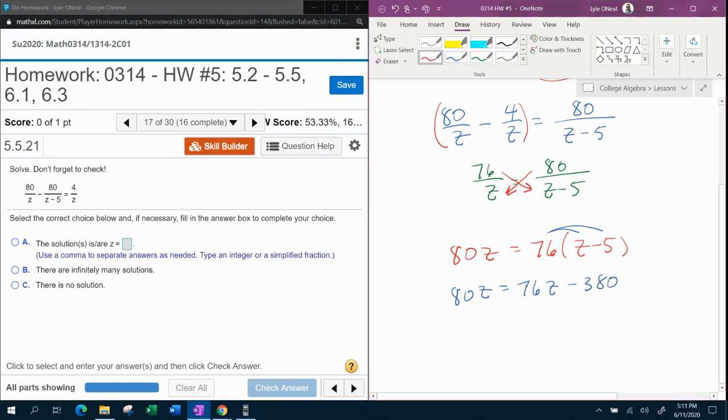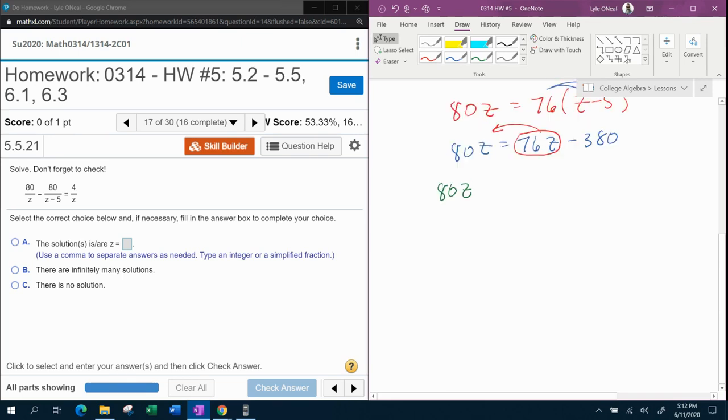And then I'm going to need to bring the 76z over. So that's going to give me 80z minus 76z equals negative 380. And then I can combine like terms. 80 minus 76 is 4z equals negative 380.